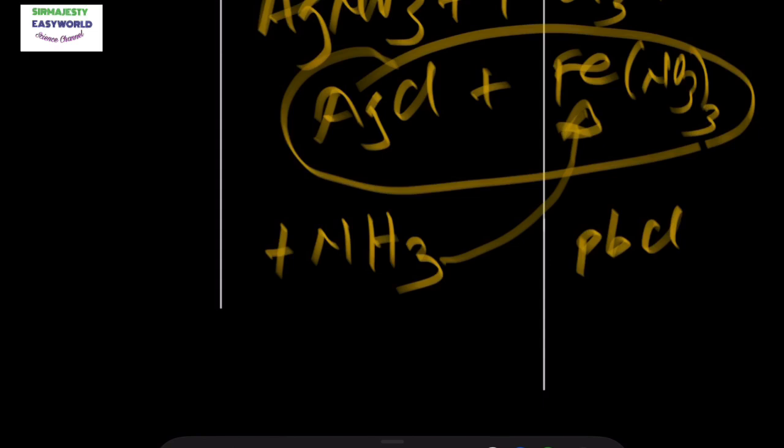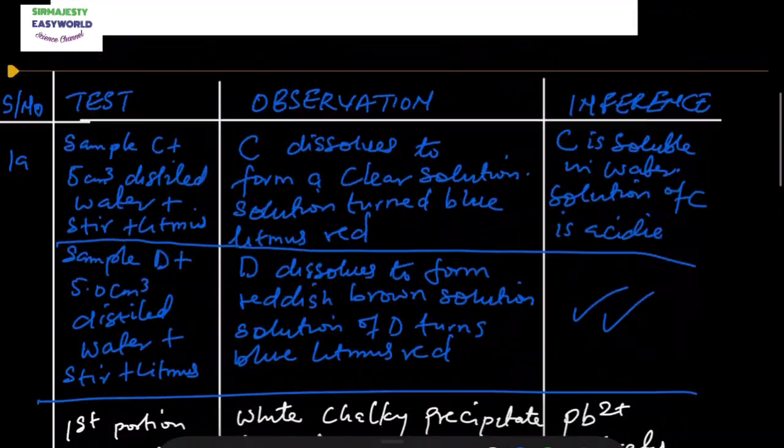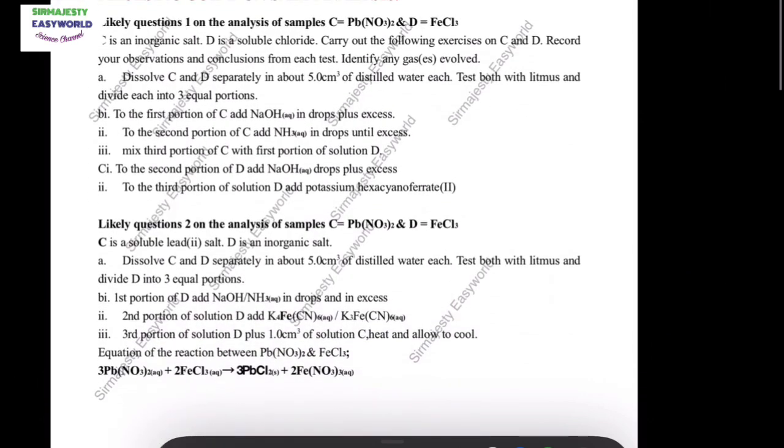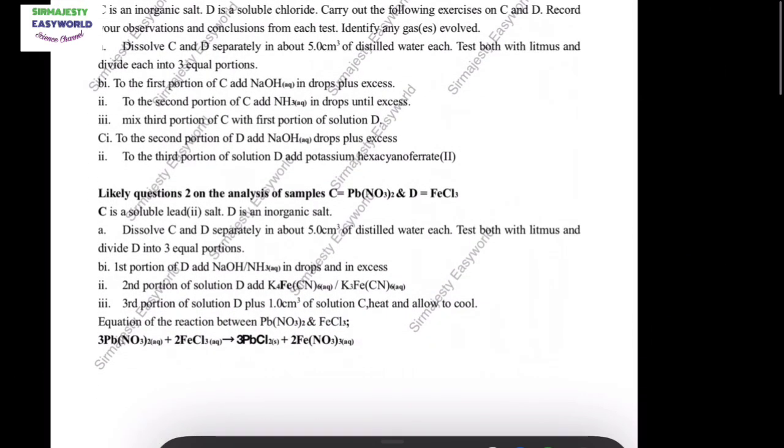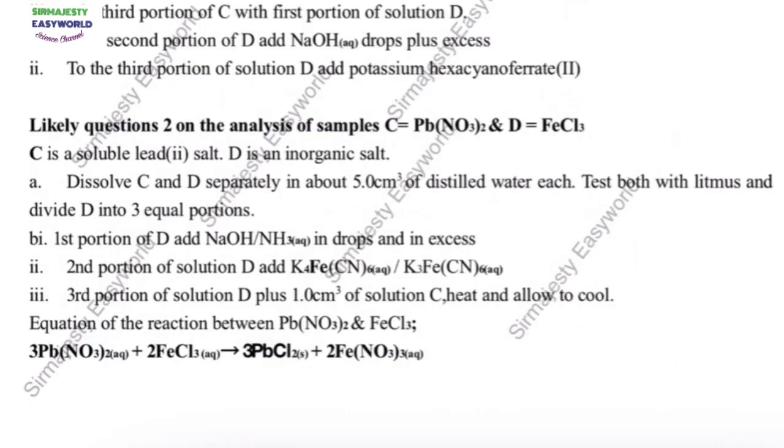The reason is that if the question tells you that C is a lead 2 salt, watch this question. Look at that number. You see that likely question to say that C is a soluble lead 2. They have called lead 2 now. So coming to III, they say third portion of D plus solution of C. Therefore, they have mentioned lead 2. They are now using lead 2 to find a chloride ion. That's the only possible way.